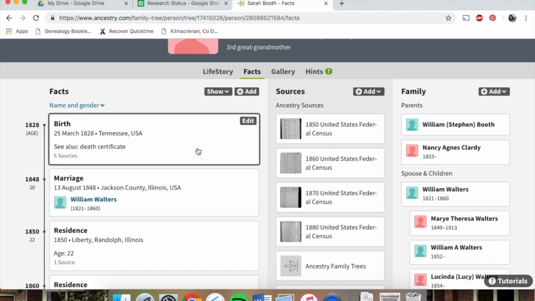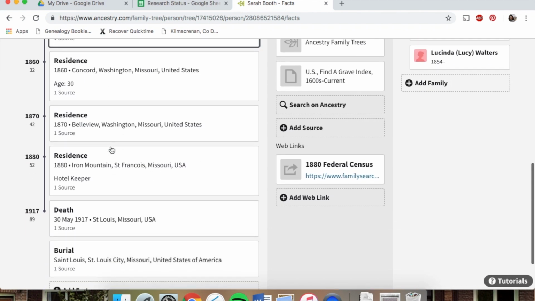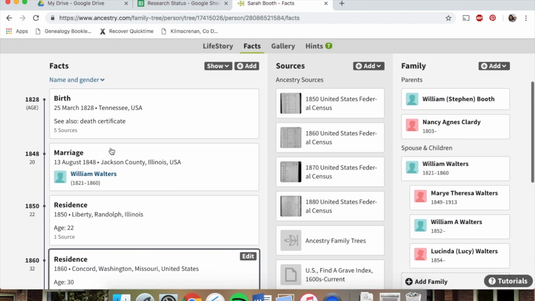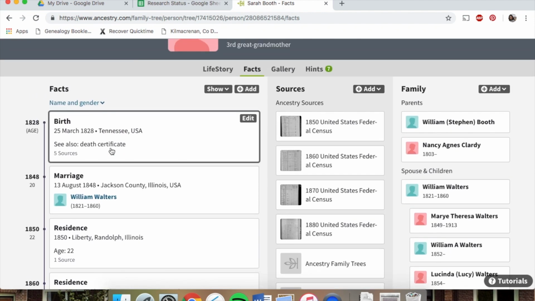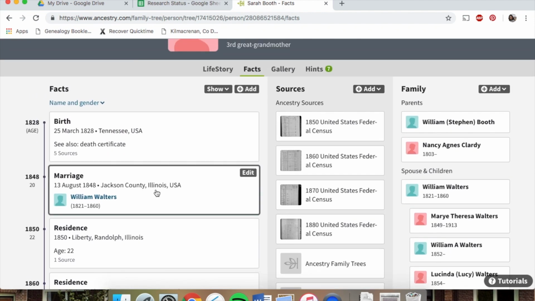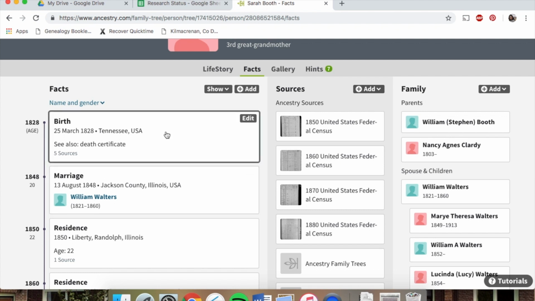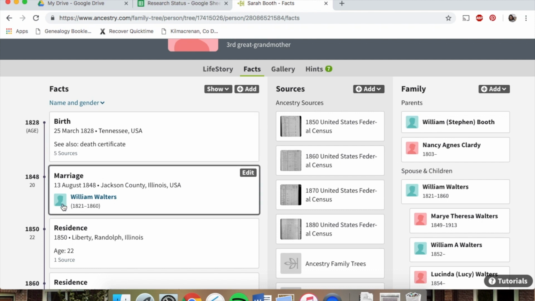So what I want to first start off doing is looking at the facts that I have for her in Ancestry and sort of seeing if I'm missing anything. So I have her birth and I have her marriage. So obviously there's a big gap here between birth and marriage. So what are we missing? We're missing the 1830 census and the 1840 census. So I will put those in here.